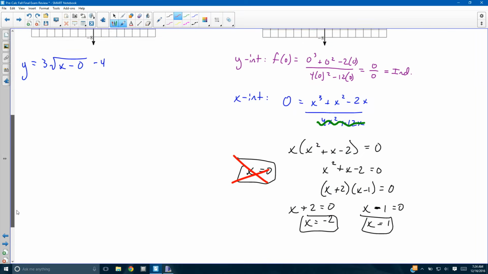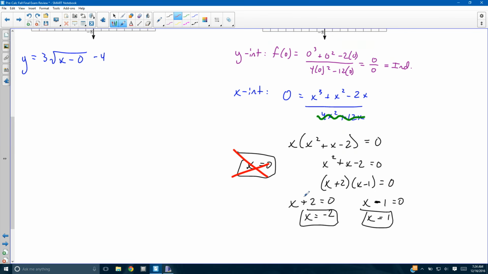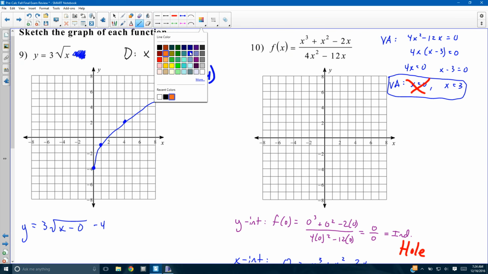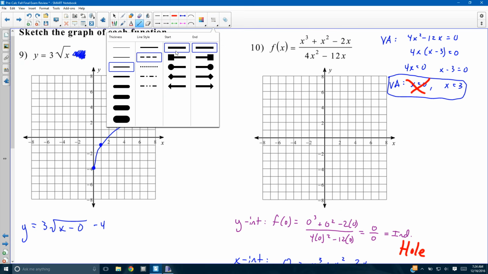Now, when you plug in 0, though, it's not just dividing by 0. It's dividing 0 by 0. So this is an indeterminate at x equals 0. And what you're looking at here is a hole, not a vertical asymptote. Therefore, this is also not a vertical asymptote. I know that's kind of strange, but vertical asymptotes appear when you divide a non-zero number by 0. When you divide 0 by 0, you're looking at a hole.